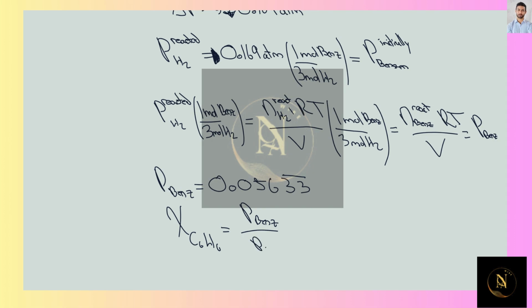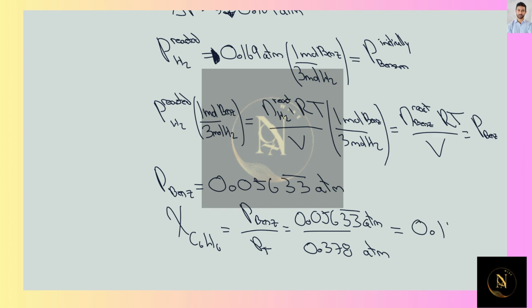And the fraction of benzene, C6H6, is then going to be the pressure of benzene divided by my total pressure at the beginning, so 0.05633 periodical over my initial pressure that was 0.378. Of course, this is in atmospheres since we did the calculation with everything in atmospheres. And the result is 0.149, which you can approximate to be 0.15.